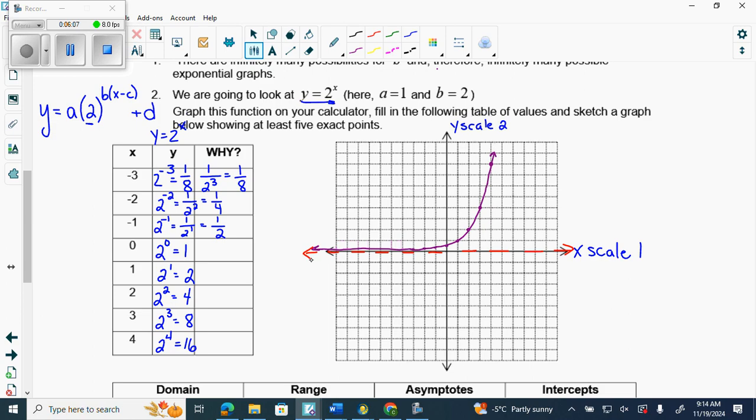Vertical translation. Horizontal translations would just shift it, which would not move it. Stretches can't move it. Reflections wouldn't reflect it. The only thing that can move that off the x-axis is the vertical translation, right? So this is your horizontal asymptote.